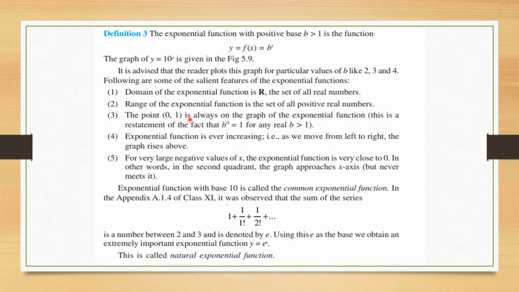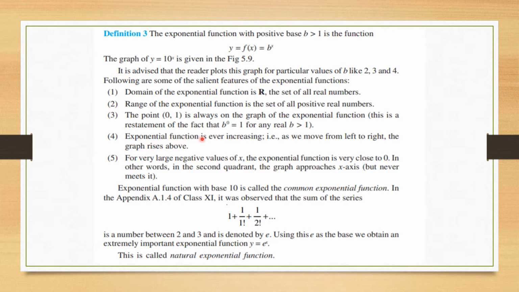The point (0, 1) is always on the graph of the exponential function. Okay, you saw that the graph of 10 raised to power x had the point (0, 1). You will always find that the point (0, 1) is on the graph of an exponential function. One reason is that anything raised to power 0 is 1, so b raised to power 0 is also 1. That's why (0, 1) will always be on the graph of the exponential function.